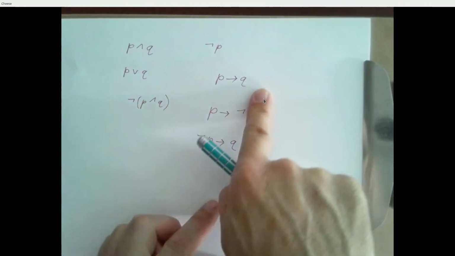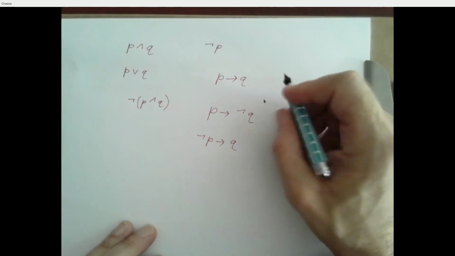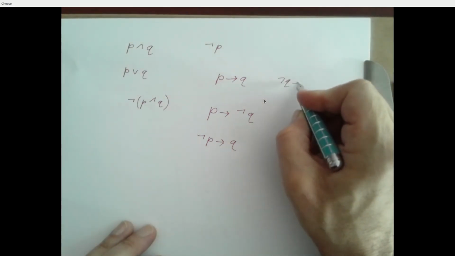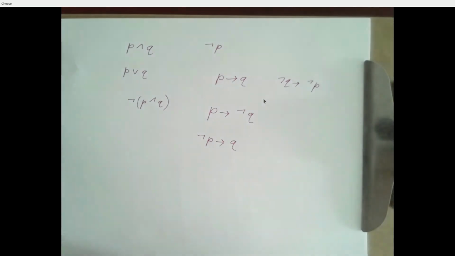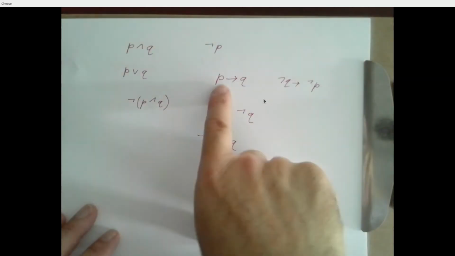P implies Q. We can flip that around. Q implies P. That's the converse. We can also change this into not Q implies not P. And that's the contrapositive. So different ways to create new implications from old. So converse, inverse, contrapositive are the main three. Contrapositive is logically equivalent to the original proposition. Converse and inverse are not necessarily. P double arrow Q is an if and only if, right? So P arrow Q we can read as if P then Q.